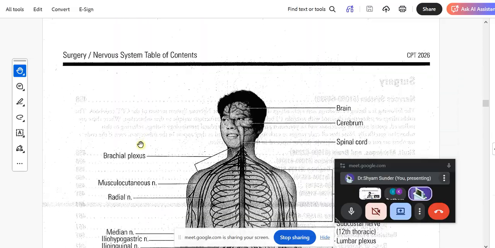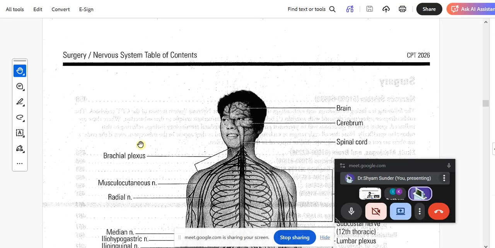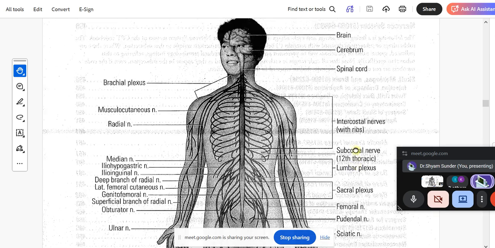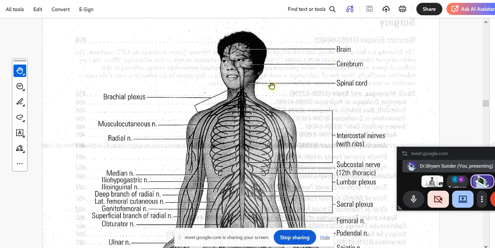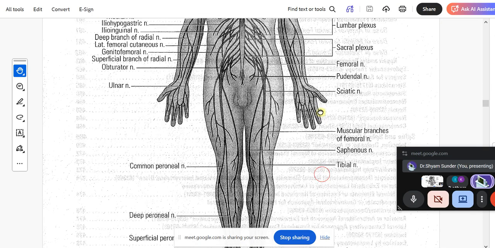So these peripheral nerves, let's go through the important nerves, the brachial plexus. We have names for different nerves, nerves within the upper limb as well as lower limb.